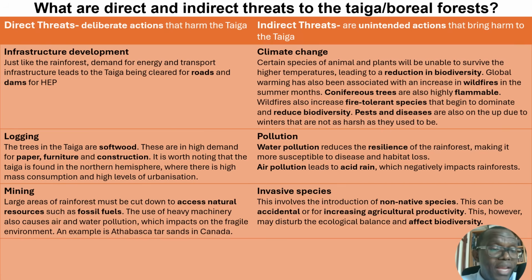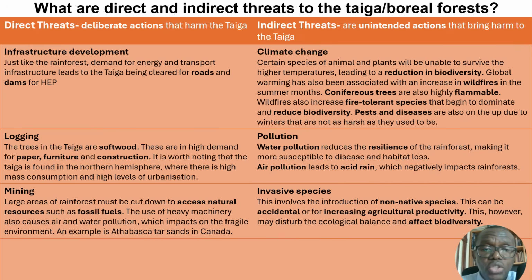Then we have mining as a third direct threat to the taiga. Again, large areas of the taiga must be cut down to access the natural resources such as fossil fuels. Now, the use of heavy machinery also causes air and water pollution, and this impacts on the fragile environment. A good example of this is the Athabasca tar sands in Canada.